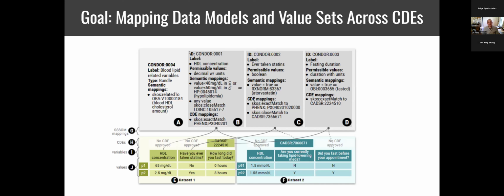This is hot off the presses, but this is how we are thinking about minting identifiers for microschema so that we can make a resource that other people can use and reference. These three microschema would then be a subclass of this microschema, which is blood lipid related variables, which is a bundle. So that's what we're thinking, and the direction that we think we're going to go in with this.